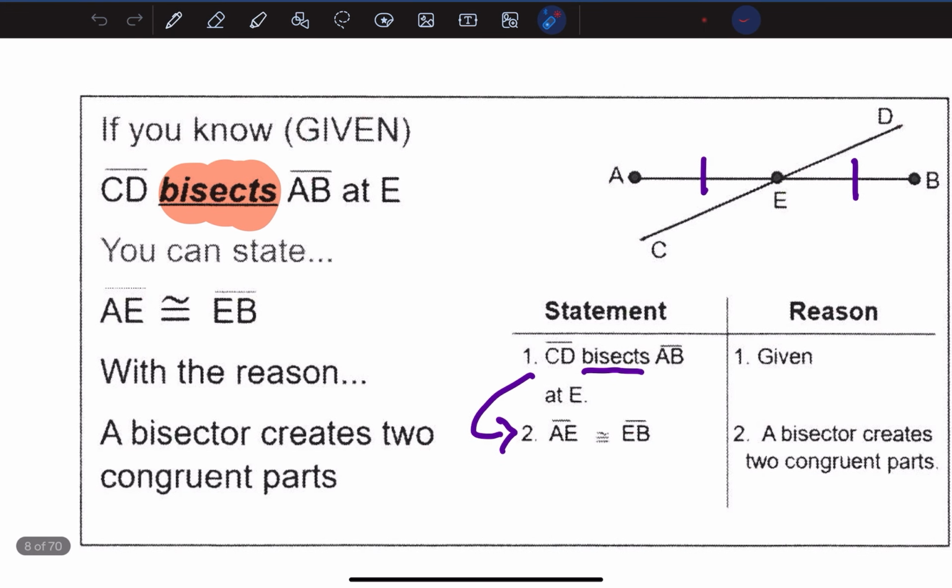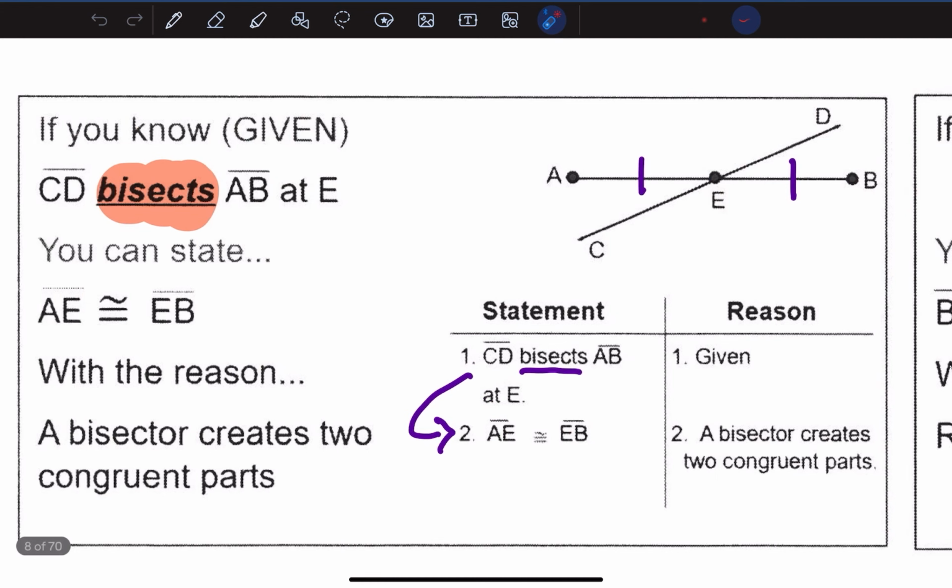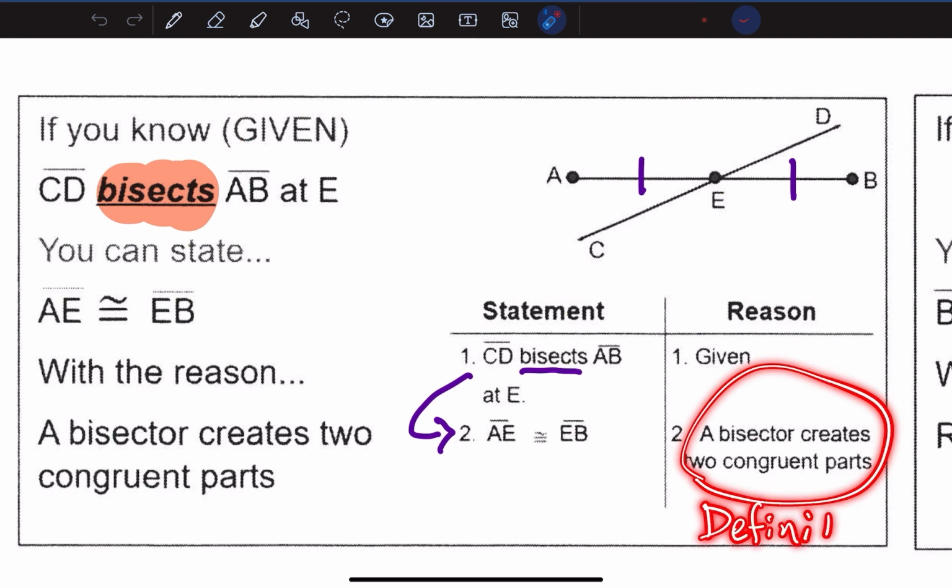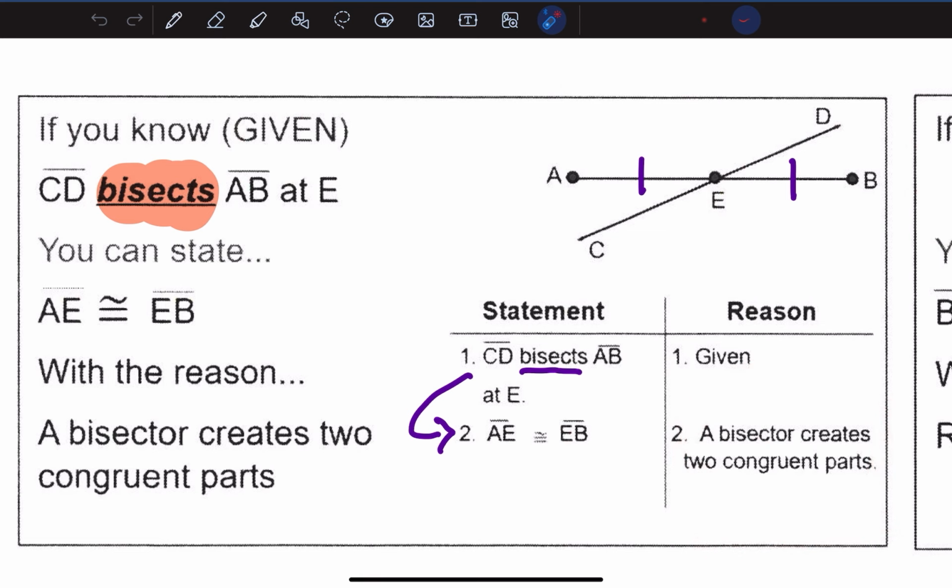Another important vocabulary word is bisect. To bisect is to cut something into two congruent pieces, right? You're splitting it essentially in half. Therefore, if CD bisects AB at E, right here is where there's the cut, you know that AE is congruent to EB. Same format: start with the given information, write your conclusion, and then your reason. Again, we're using the definition of a bisector to give our reason for why AE is congruent to EB.